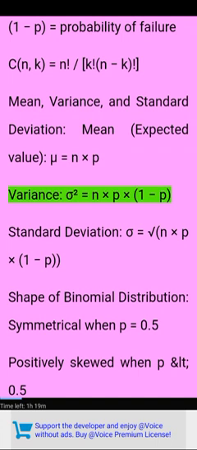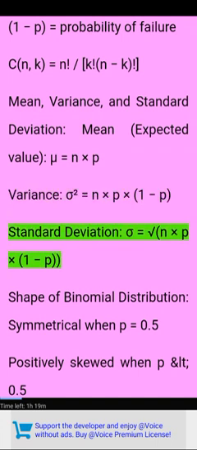Mean, variance, and standard deviation. Mean, or expected value, mu equals n times p. Variance, sigma squared equals n times p times (1 minus p). Standard deviation, sigma equals the square root of n times p times (1 minus p).